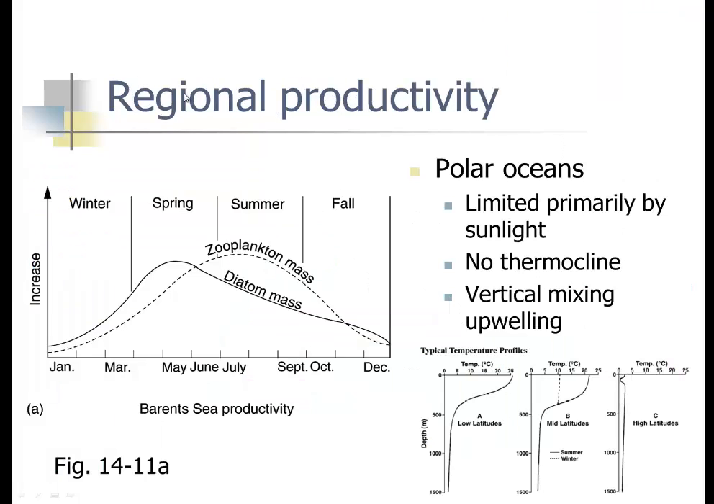And the last slide we're going to do here is regional productivity. If you take a look at January through December, so we got the months there, we have increases. We have winter, spring, summer, and fall. So in the winter in January, we have very low diatoms, the plankton, and we have even lower zooplankton, the animal plankton. So we got the plant plankton in the dark line, and we have the animal plankton in the dashed line. And as the winter wanes, as we move into the spring, you see the light increases and the diatoms start increasing. And as they increase, the animals that eat them increase.